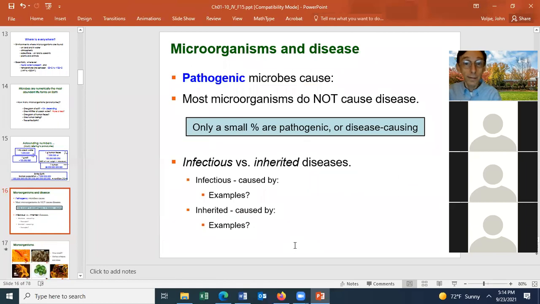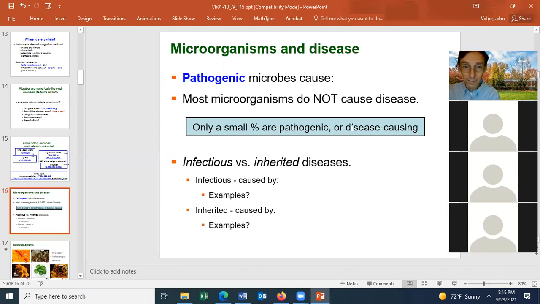Okay, microorganisms can cause disease. We'll be talking about that a little bit later in the term. A microbe that causes disease, we call a pathogenic microbe. That is one capable of causing disease. Most microorganisms do not cause disease, so you should know that most microorganisms do not cause disease. Only a small percentage of microorganisms are pathogenic, meaning disease causing. Any question about any of that?